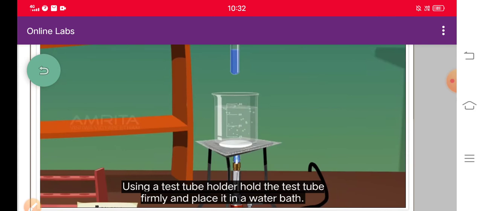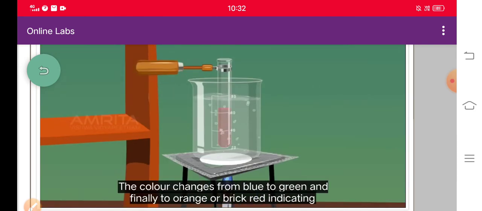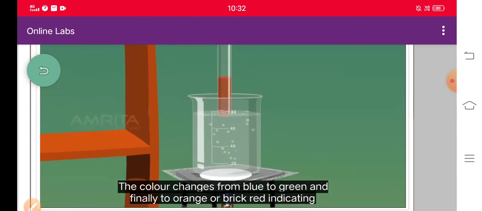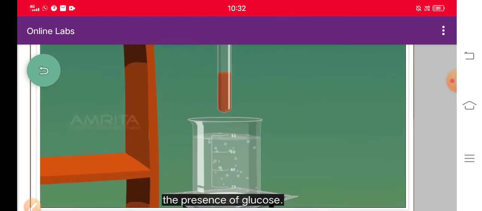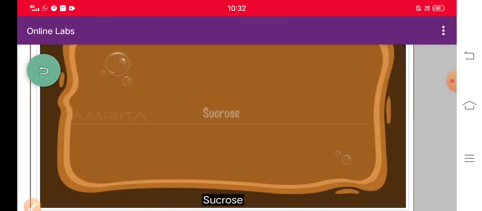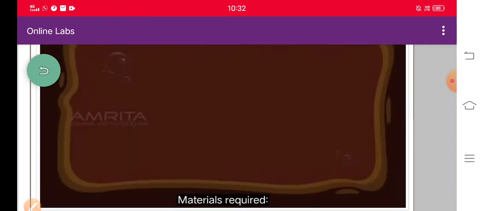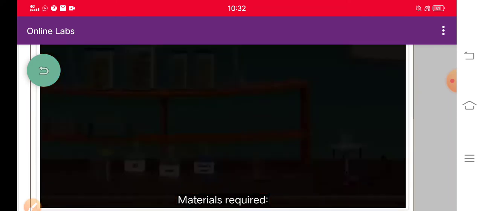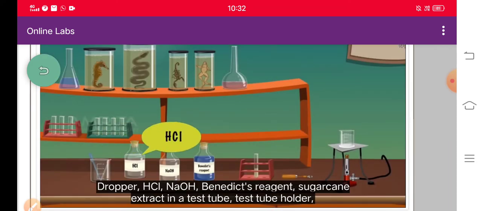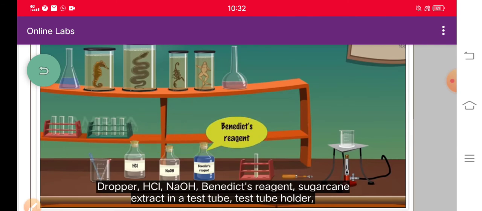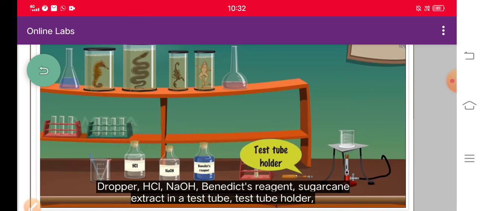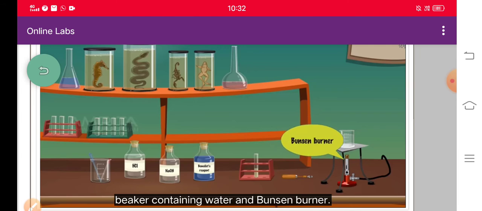Now firmly place it into the water bath. Wait for the color to change. The color changes from blue to green and finally to orange or brick red, indicating the presence of glucose. Now the process for sucrose. The test for sucrose. The material required: HCl, NaOH, the Benedict solution, the sugar cane extract in a test tube with the test tube holder, and the Bunsen burner.